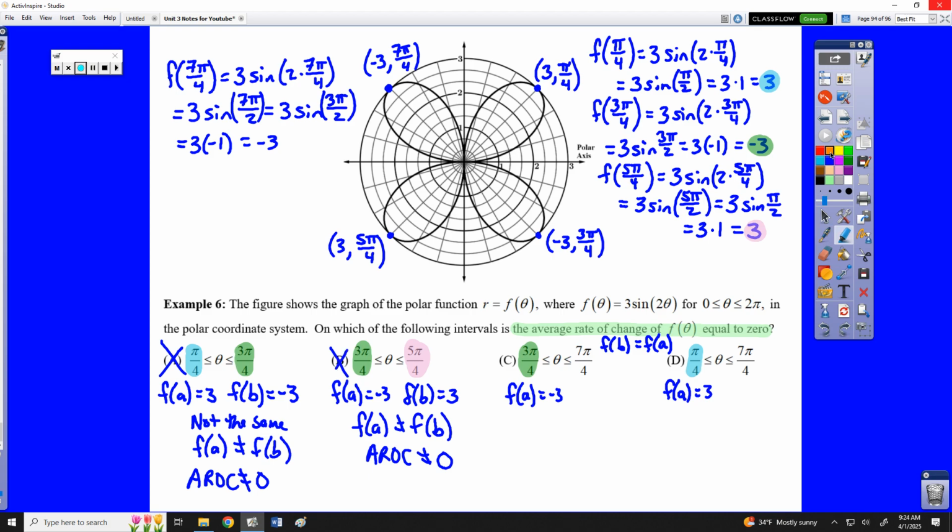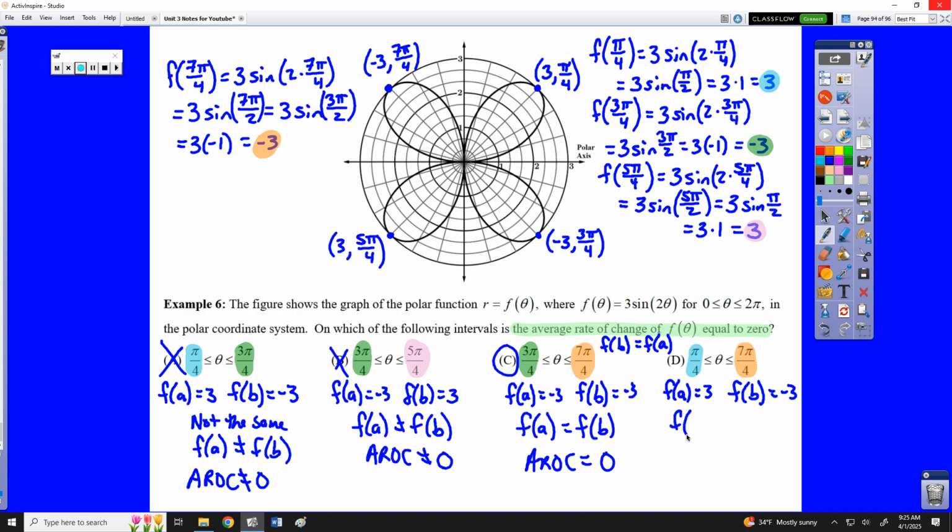And then finally, we're looking at 7 pi over 4, which is -3. So that means the correct answer, where f of a is equal to f of b, is answer choice C. Because if those are equal, the AROC is equal to 0. And again on D, f of a does not equal f of b, which means the AROC does not equal 0. So that's all we have to do.